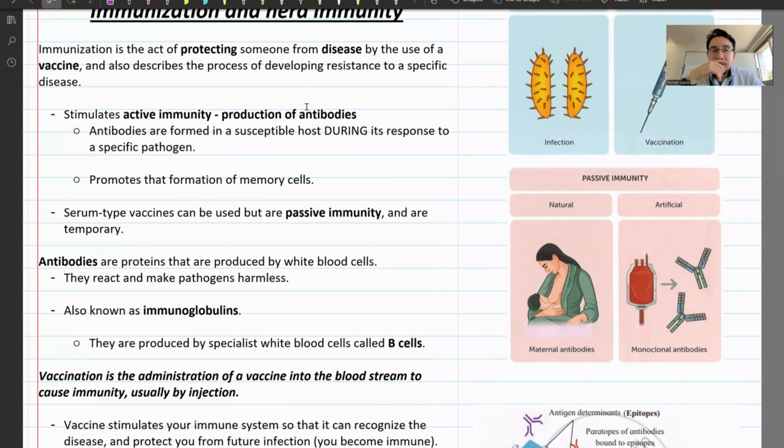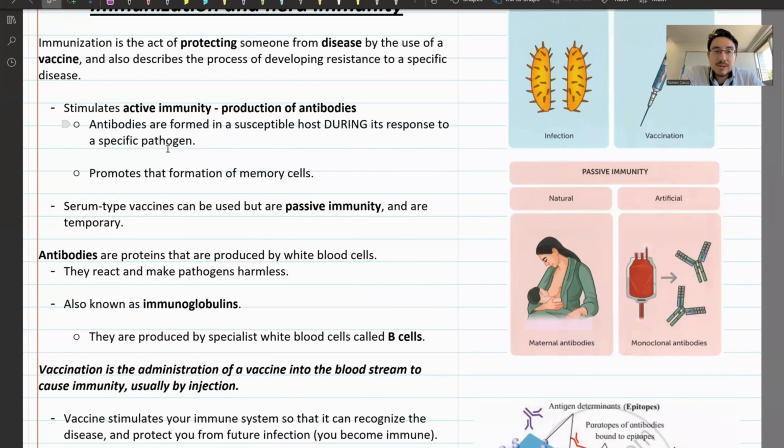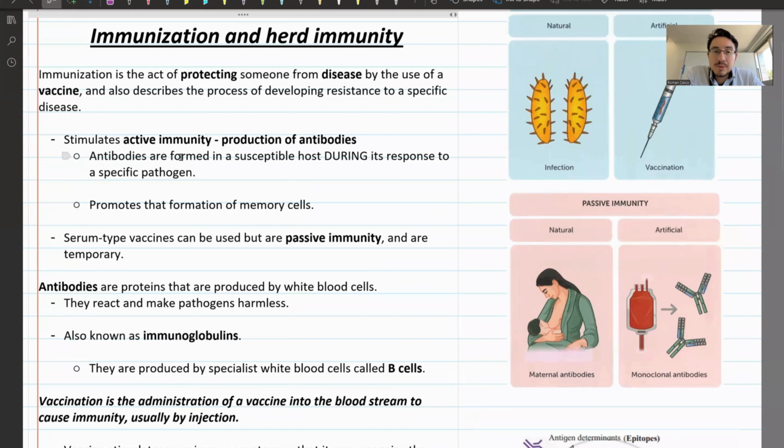So if the pathogen gets controlled, then you don't risk getting an infection. So that is the production of antibodies. When is an antibody formed? It's usually formed in a susceptible host during its response to a specific pathogen. If you get a vaccination, you're injecting a weak form of a certain pathogen, like a virus, like COVID. This is referred to as active immunity. We're boosting up our own immune system.